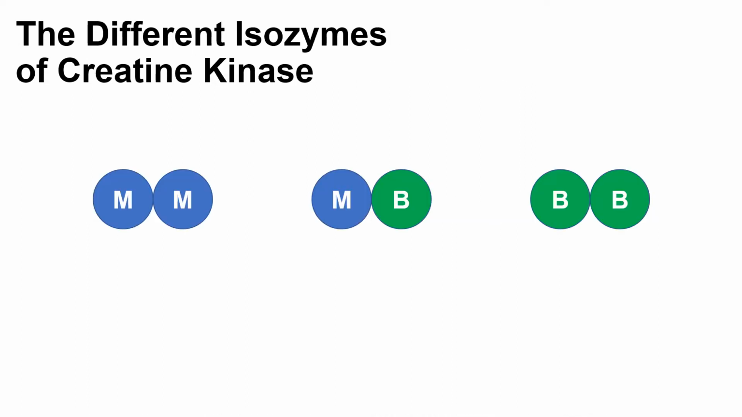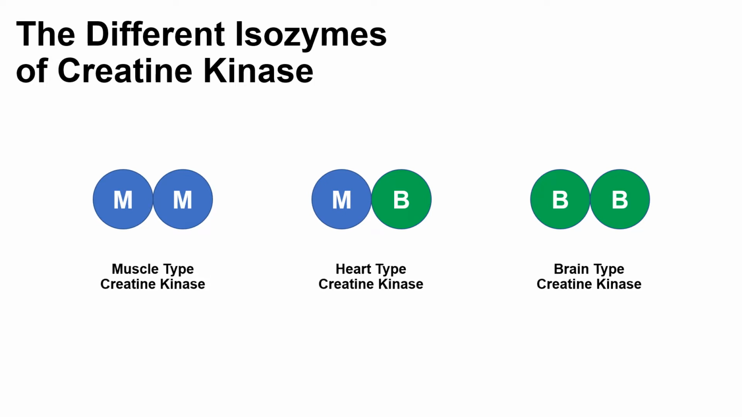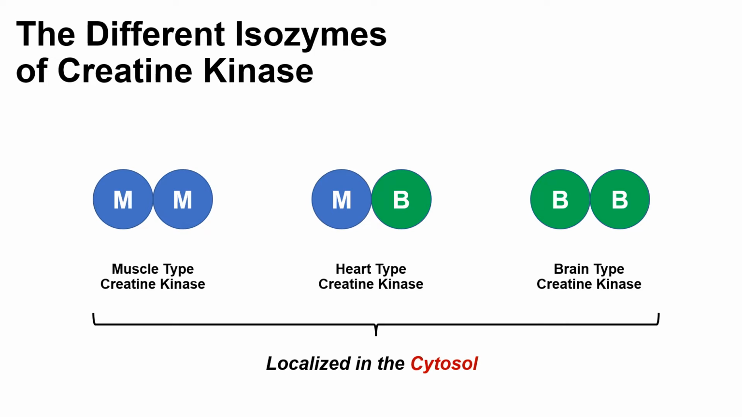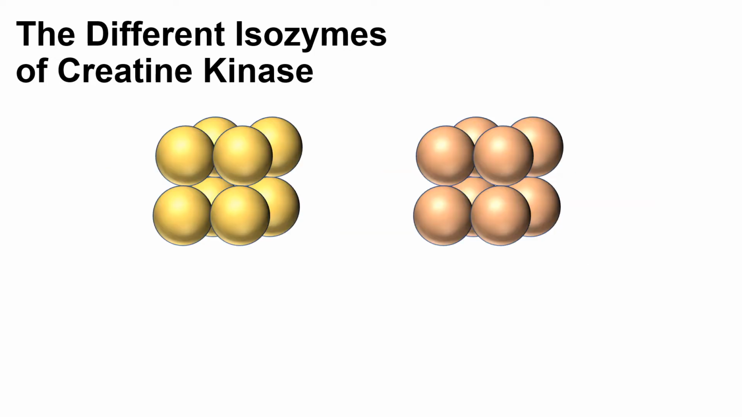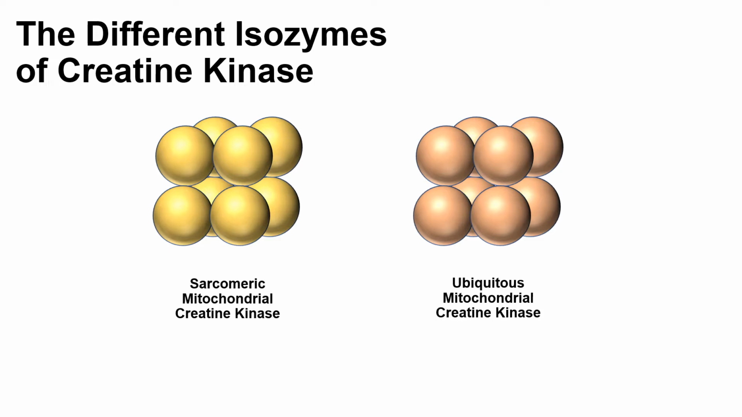There are a total of 5 different isozymes of creatine kinase, 3 of which are formed as dimers and are called the muscle type, the heart type, and the brain type, and these are all localized in the cytosol. More interestingly, however, the other 2 isozymes that are formed of creatine kinase are formed as octamers, the first one being the sarcomeric mitochondrial creatine kinase that is strictly found in striated muscle tissue, and the second one being the ubiquitous mitochondrial creatine kinase that is mainly found in the brain and in many energetically demanding tissues.